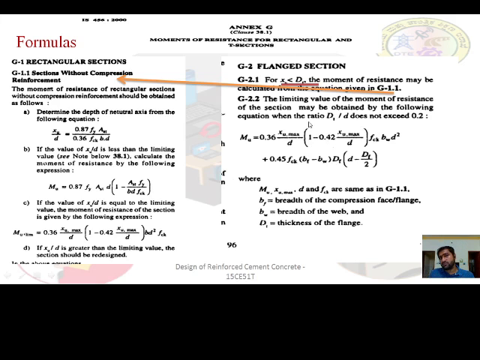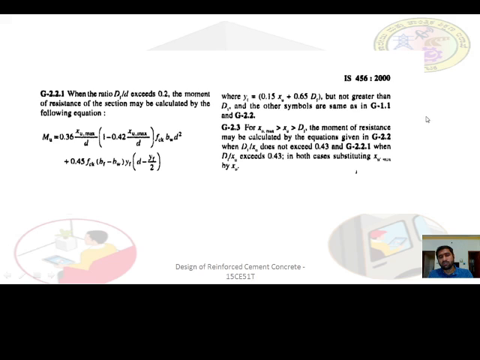If XU is greater than XU max, then the section is over reinforced. Then we come to the equation G2.2. We compare DF by D. If DF by D is less than or equal to 0.2, then we have to use this equation, and using this equation we can calculate the moment of resistance of this section. If DF by D exceeds 0.2, then use the equation on page number 97 and calculate the moment of resistance. Okay, that is for the over reinforced section.